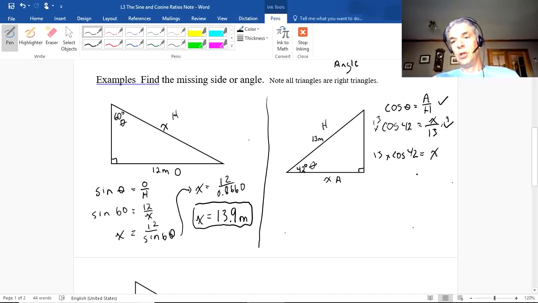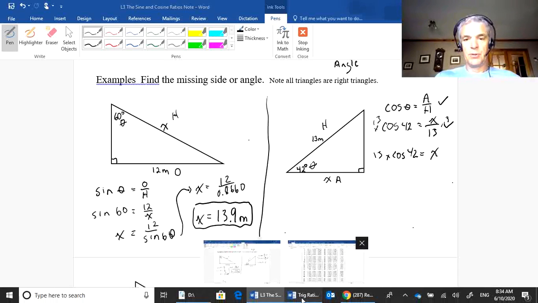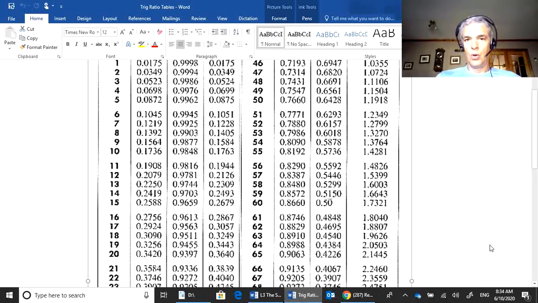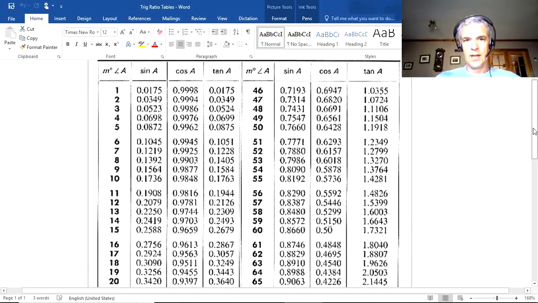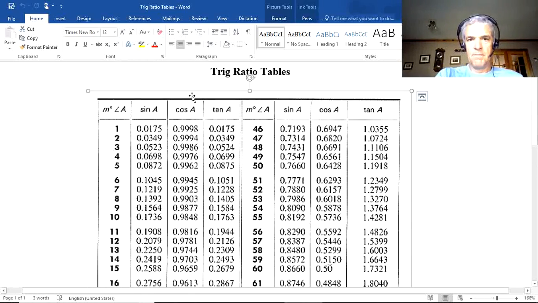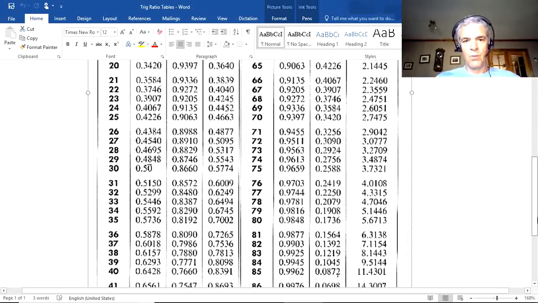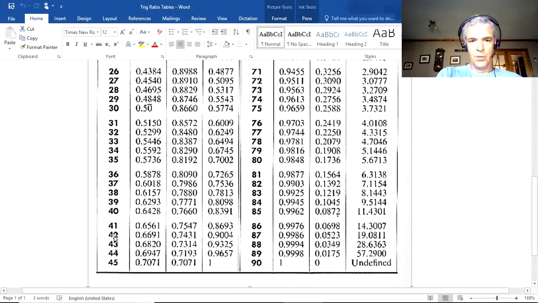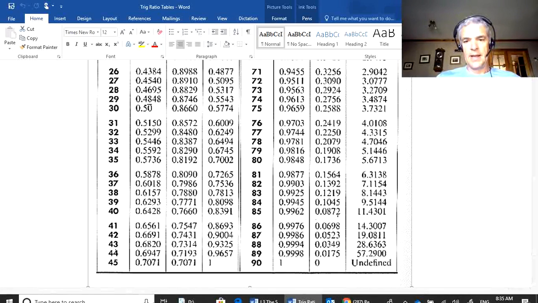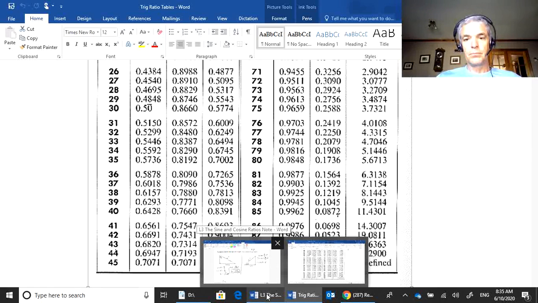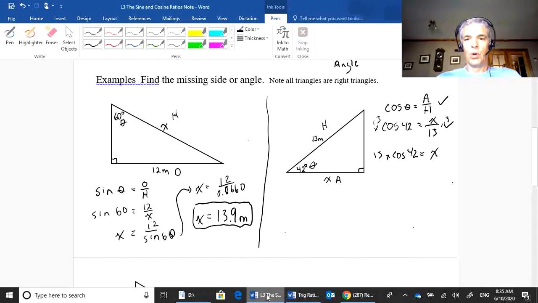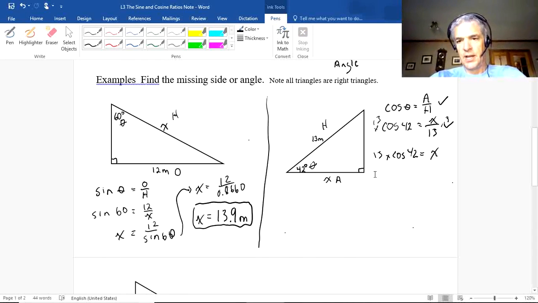Now I can simply look up cos 42, right? I can go to my trig tables, cos is the middle column, just so you can see, cos up here is the middle column. Don't get confused because there's lots of numbers here, lots of columns. And then if I scroll down to 42, cos is 0.7431, okay? 0.7431.